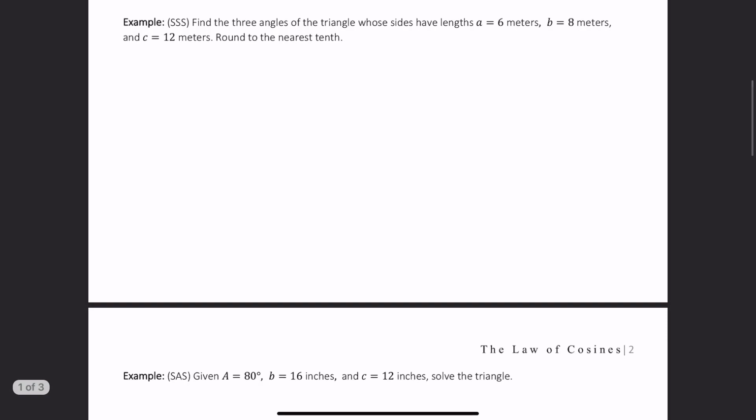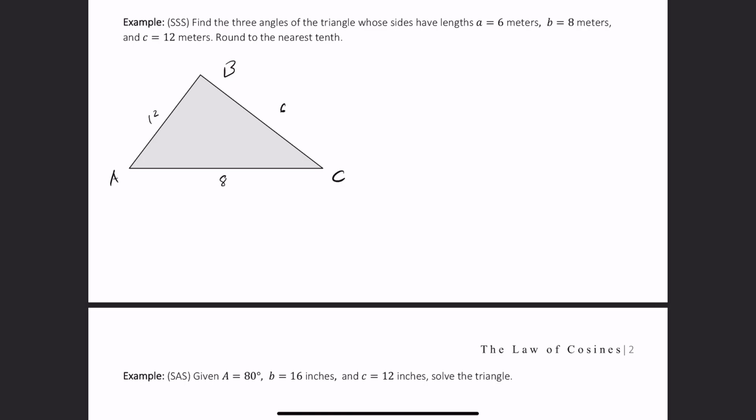For our first example, we have: find the three angles of the triangle whose side lengths are a equals 6 meters, b equals 8, and c equals 12. Round to the nearest tenth. I like to begin by drawing a triangle, if I can. Now to label the triangle, the convention is using A, B, and C. So we're told that little a is 6, little c is 12, and b is 8.